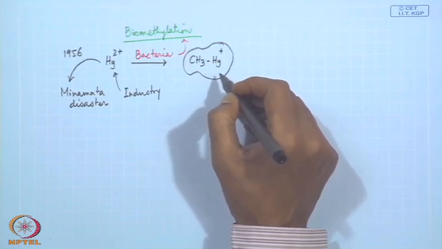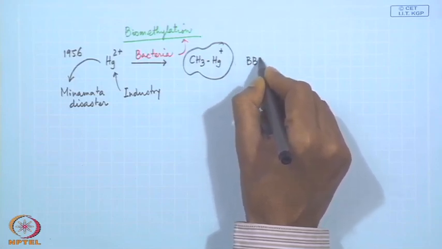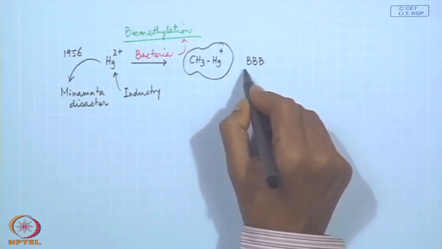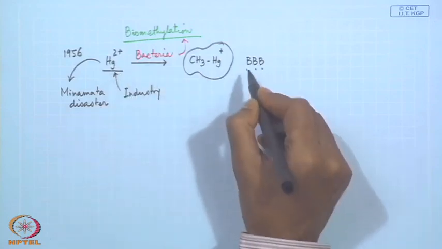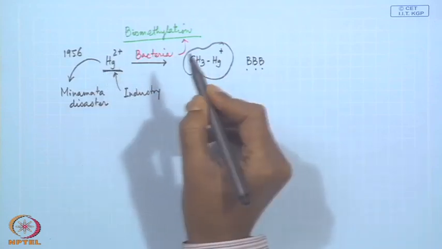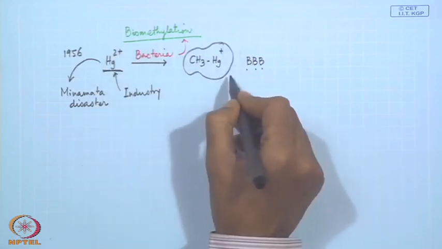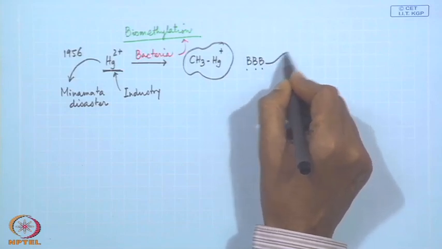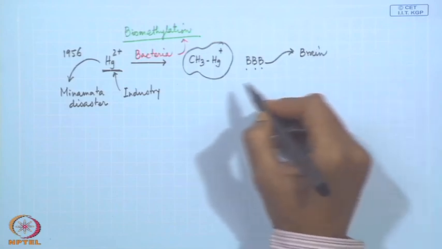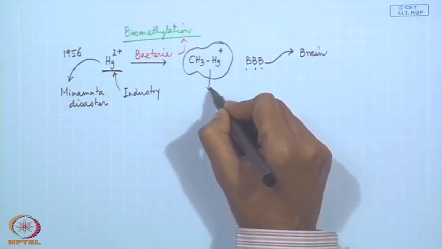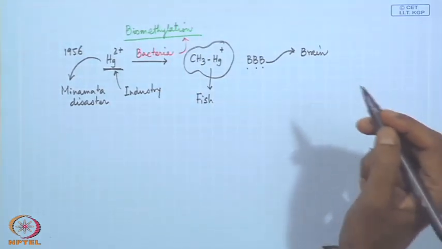The lipophilic property is changing and it can cross the corresponding BBB, which we all know is the blood brain barrier. So, there is a barrier, a membrane, and that membrane cannot be crossed by mercury in the mercuric state, but it can be crossed by methyl mercury and accumulated inside the brain of the human beings who are consuming this water, or the fish available in that particular area, in the sea water of that area.